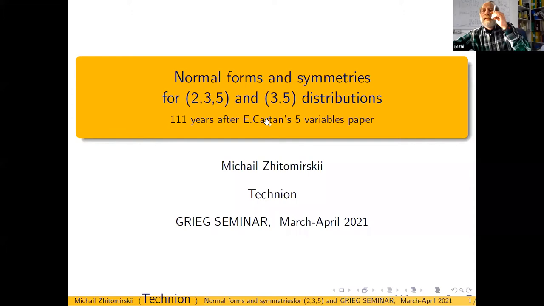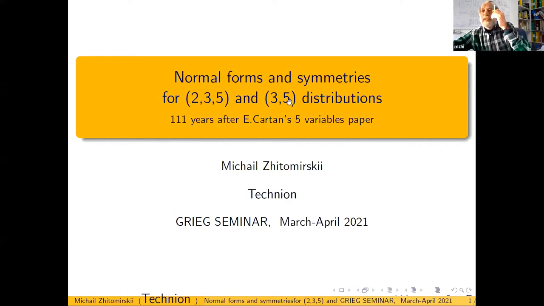Well, so I'll be very simple, and sorry for those who know this stuff, but maybe I'll explain to everyone something about the title. First thing, here are (2,3,5) distributions. Everybody who is here knows what it is. The growth vector is (2,3,5).